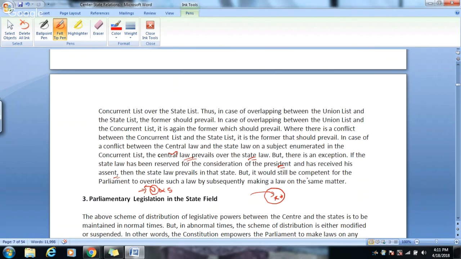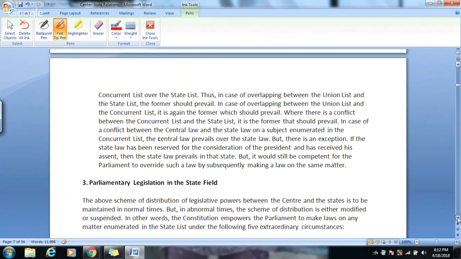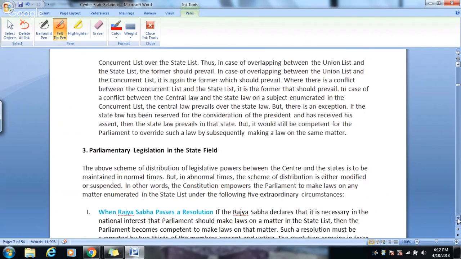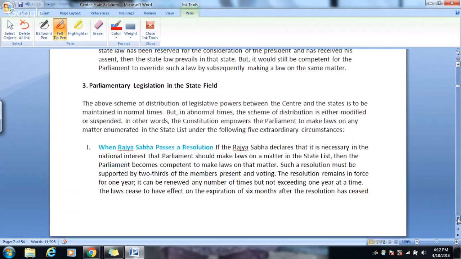But it would still be competent for the parliament to override such a law by subsequently making a law on the same matter. So on the same matter, the parliament can also make law even though the president has assented to the state law. The parliament has certain provisions mentioned in our constitution. We have already seen 2 points with respect to legislative relations. This is the third one, that is parliamentary legislation in the state field.